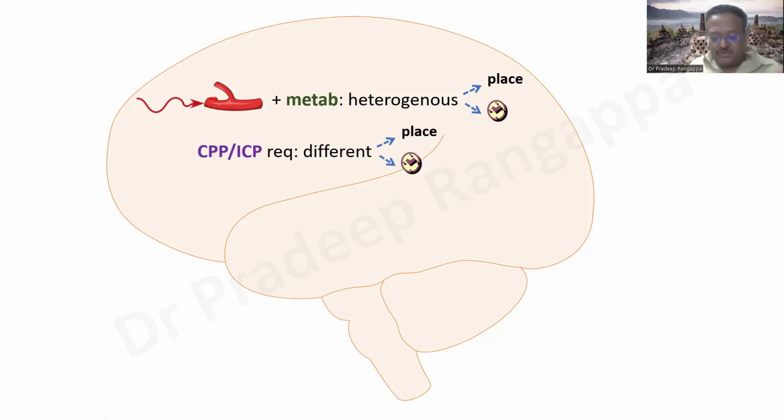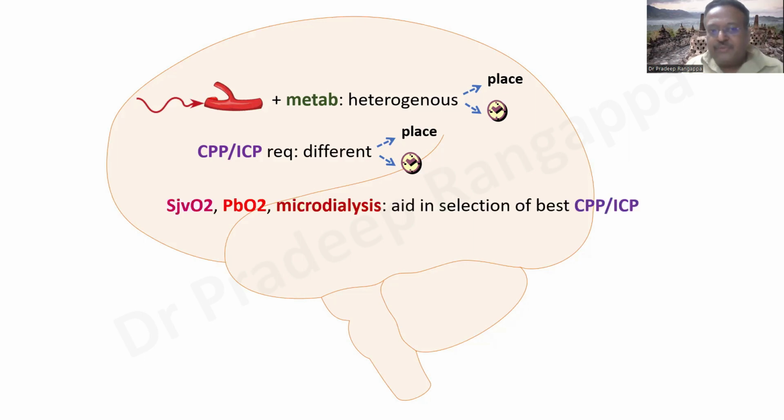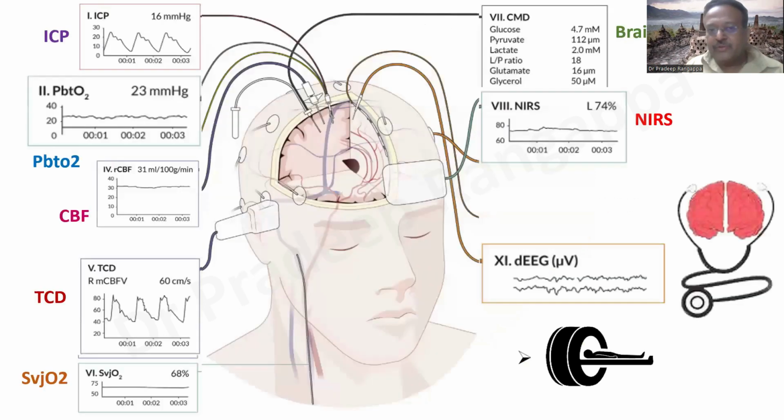And so is the case with CPP and ICP requirements, because there is no absolute value; the requirement of higher CPP or lower CPP is different in different places and at different times. That is where the whole challenge lies: we can't look at the brain as one homogeneous unit. It's heterogeneous. At some places, CPP may be very high. At some places, CPP may be very low. That is a huge challenge, and that's why we need multimodal monitoring. Jugular venous saturation, brain tissue oxygenation, and CSF lactate are useful tools which may help optimize your cerebral perfusion pressure and reduce ICP.